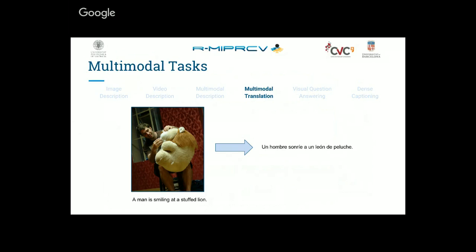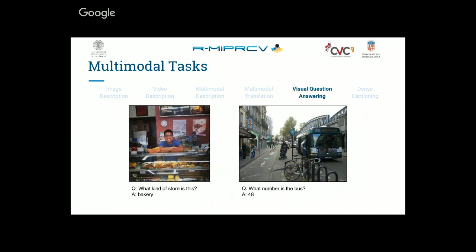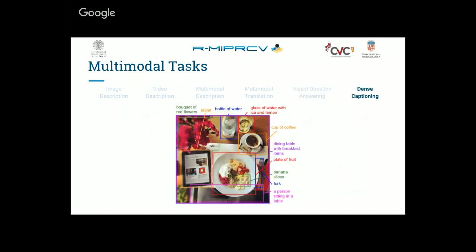Another one of the problems is multimodal translation, in which the goal is to translate a specific sentence to a different language, and we have an associated image which can give us additional information. Another one is visual question answering, in which we've got an image and a question as the input to the system, and it has to generate a valid answer. And in dense captioning, the models detect different regions in the image and usually generate a short sentence for each of them.